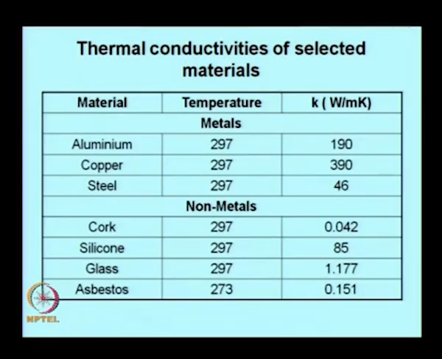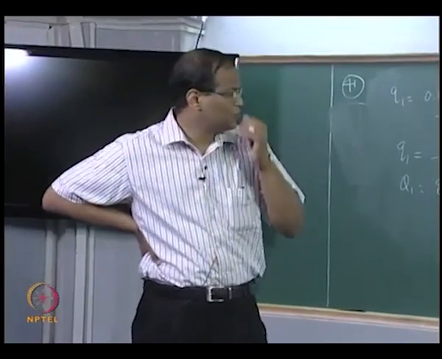Steel, the thermal conductivity of steel. I cannot put a single value for steel, there are so many types, you must have studied in your metallurgy courses: mild steel, stainless steel, high carbon steel, low carbon steel, many varieties. A ballpark or approximate figure is 46 watts per meter per Kelvin. Non-metals: cork is terrific, almost close to that of air, so it is an excellent insulator. Cork is 0.042, thermal conductivity of air is 0.03, so it is almost close to air.